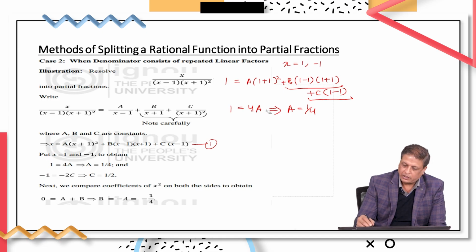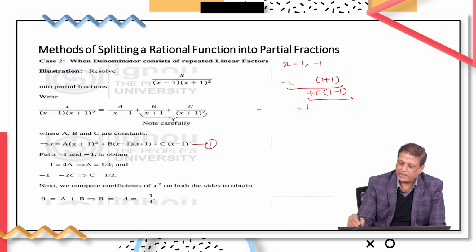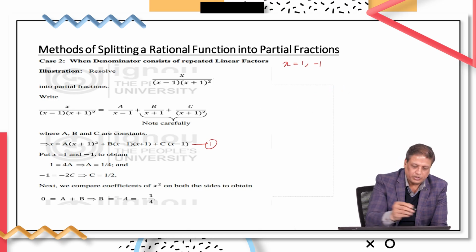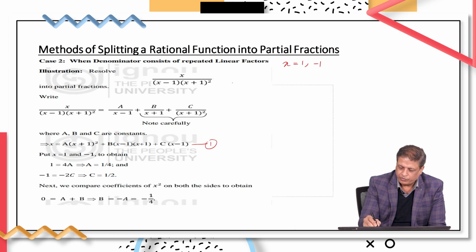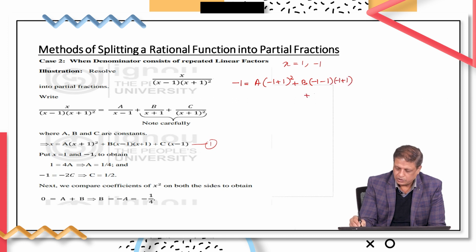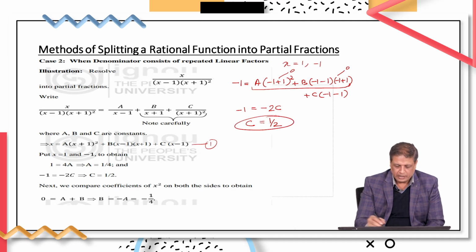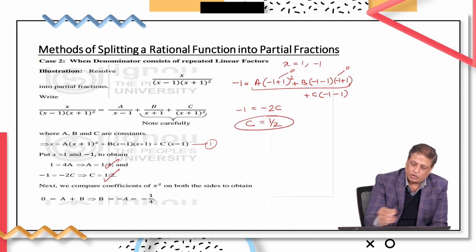Similarly, we are going to get the other components by substituting the value of x as minus 1. So, by substituting x equal to minus 1 in equation number 1, we are going to get minus 1 is equal to a into (minus 1 plus 1) square plus b into (minus 1 minus 1) into (minus 1 plus 1) plus c into (minus 1 minus 1). So this will turn out to be 0 and this will turn out to be 0. So the a and b components will vanish and you will get minus 1 is equal to minus 2c. That means c is equal to 1 by 2. So we got component a and we got component c. But what about the component b?